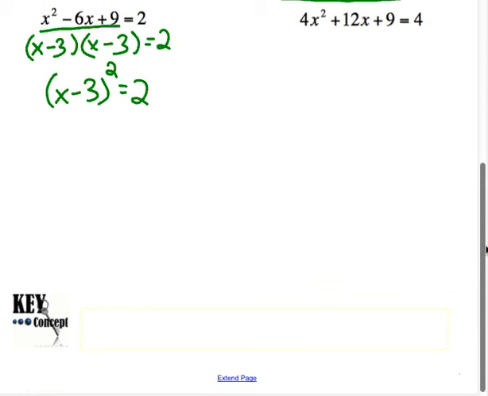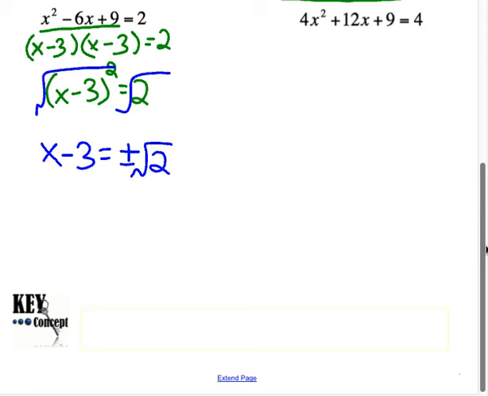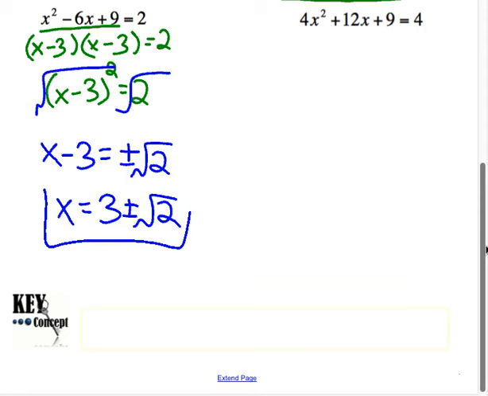I can finish this problem by simply square rooting both sides. Remember, whenever you square root, you're getting that plus and minus. This time 2 can't be broken down, so I don't have to worry about that. I gave you an easy one for this first time. And then add the 3 over. Just like that. So that is what the solution looks like to that perfect square trinomial.